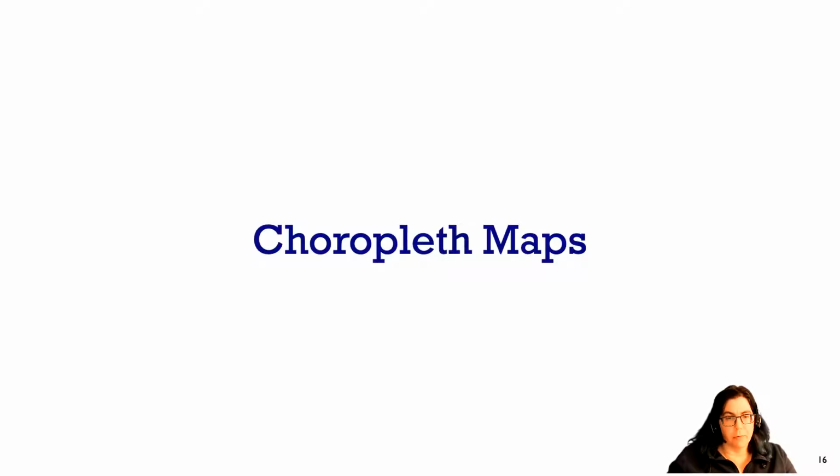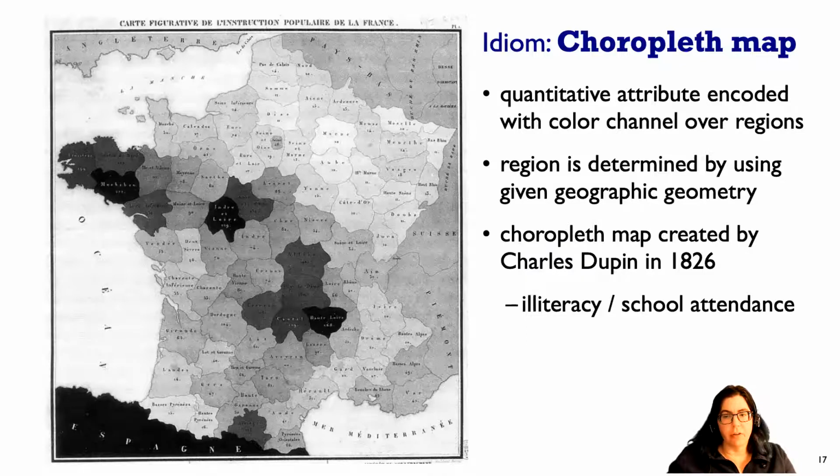We're going to start with choropleth maps. So what are these? Here's actually the earliest choropleth map, one created by Charles Dupin in the early 19th century. So what are we doing with the choropleth? We're taking a quantitative attribute and we are encoding it with color. And what we do is we just take the region and we color. In this case, it's black and white. Of course, we could use brighter colors as well. So the point is that the region is determined by using some sort of given geographic geometric shape, and then within that shape, we color code.